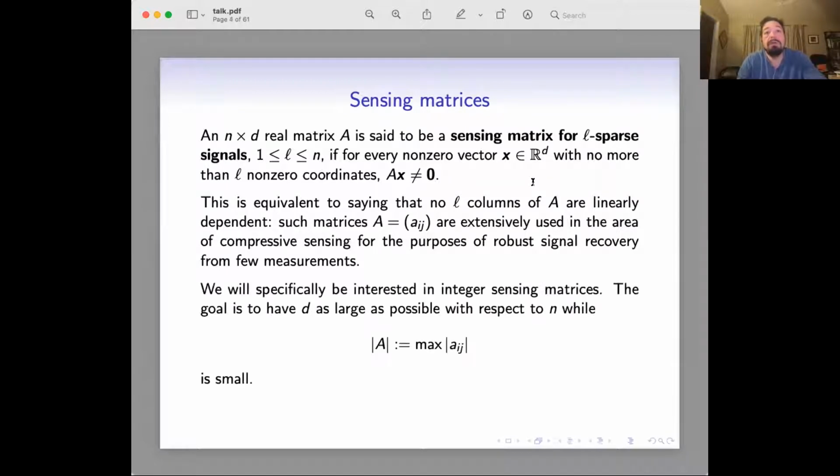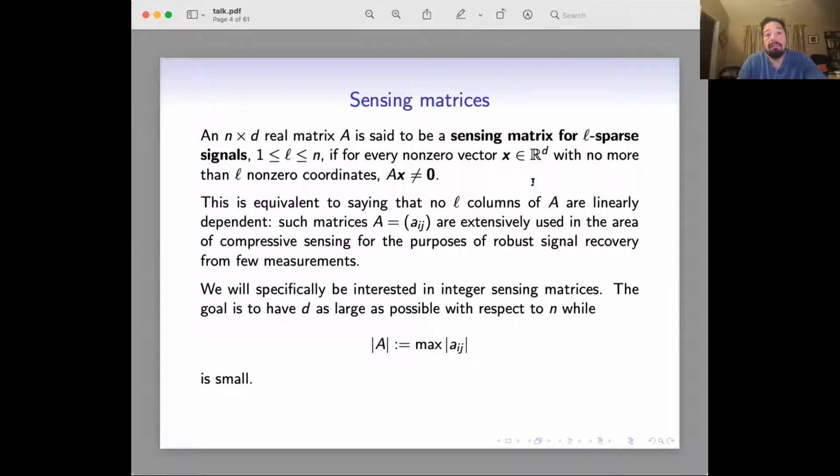I'm specifically interested in a situation where the sensing matrices have integer coordinates. So the goal here is to have d, the number of columns, as large as possible as a function of n, while at the same time keeping the size of the coefficients of my matrix small. So now my matrix is an integer matrix.